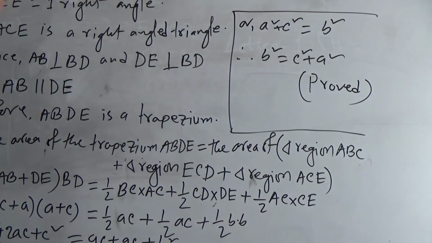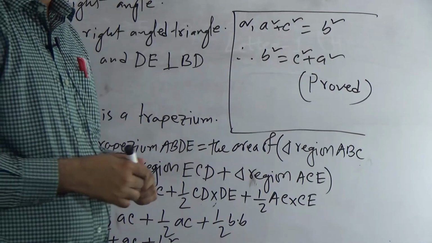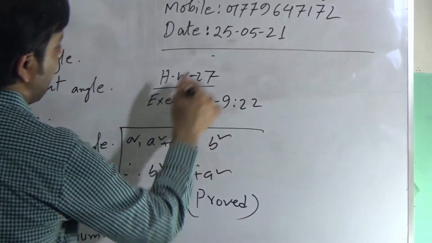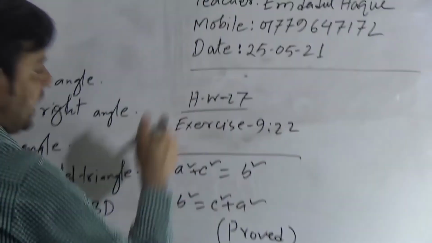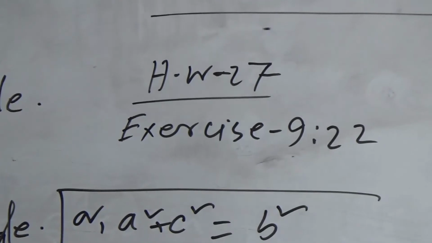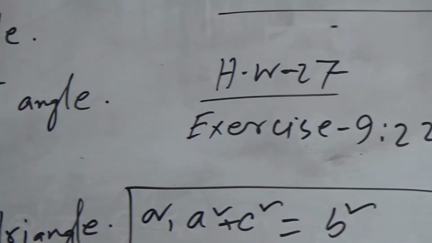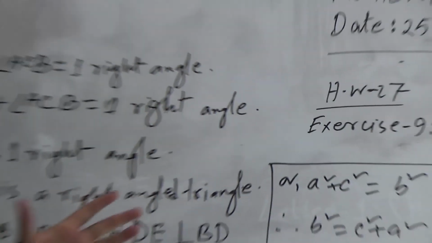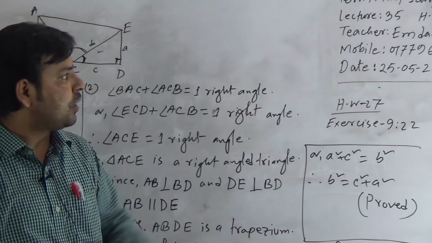Depending on this proof of the theorem of Pythagoras, you can solve the creative question 22 from exercise 9. And this is your homework. Homework 27. You will do this homework properly. If you face any problem, then contact me. Here is my phone number also given.